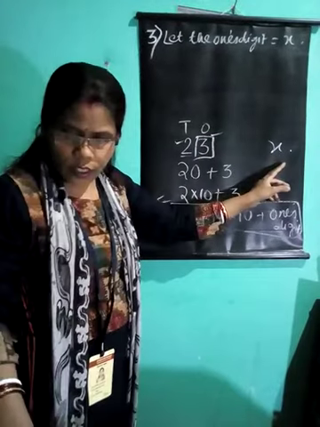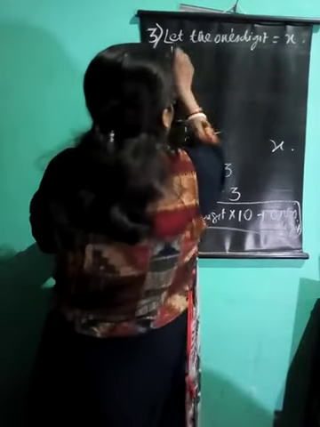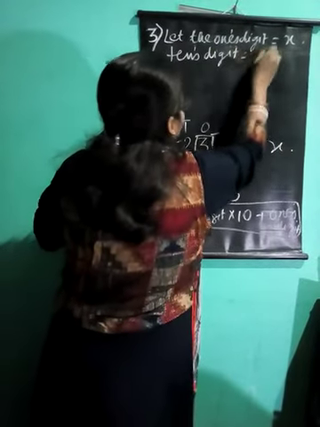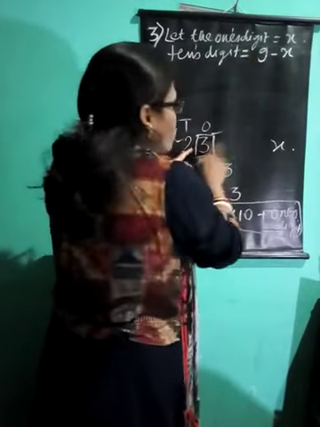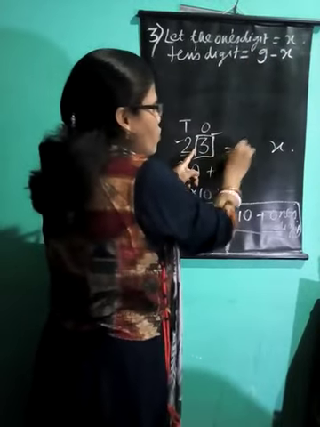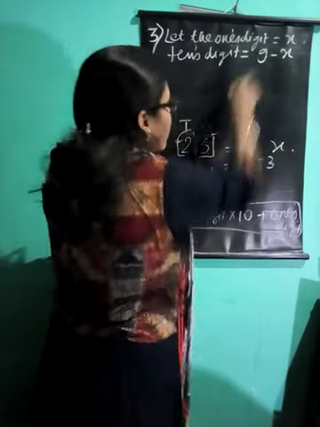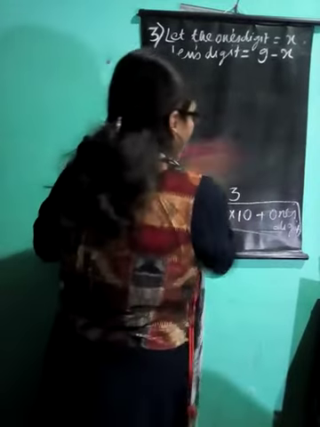And then what is said? The sum of the 2 digits is 9. So the tens digit is equal to 9 minus x. Because the sum of these two is, just like, 5, your tens digit will be 5 minus 3. Similarly, your tens digit here is 9 minus x. This way you are getting your digits.